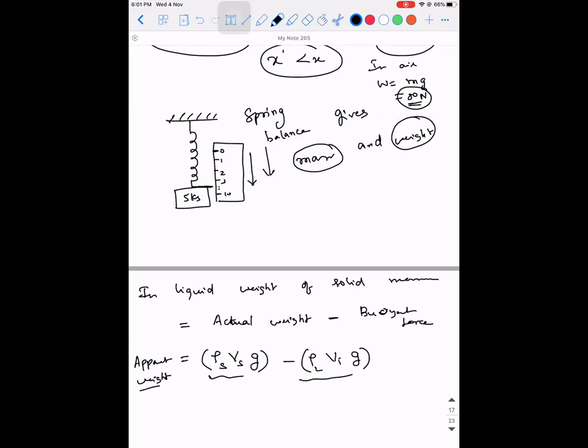Can you say what is rho s, sir? Rho s is density of solid, Vs is volume of solid, g is acceleration due to gravity.